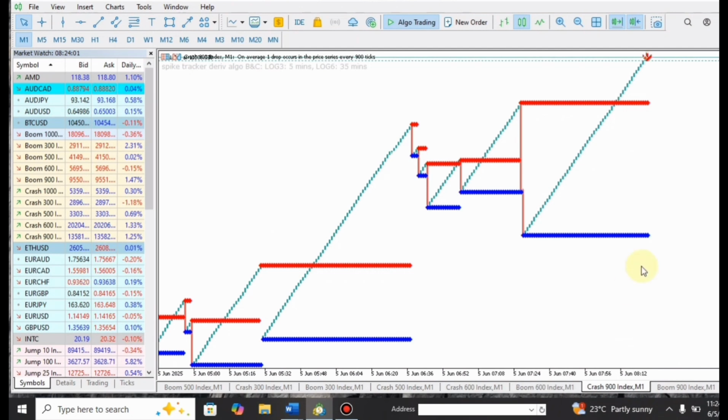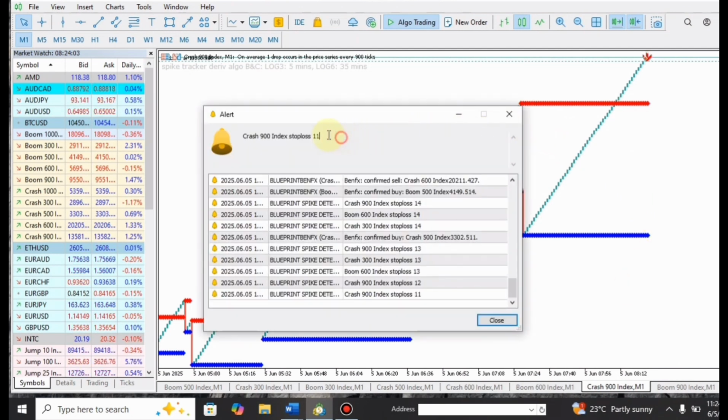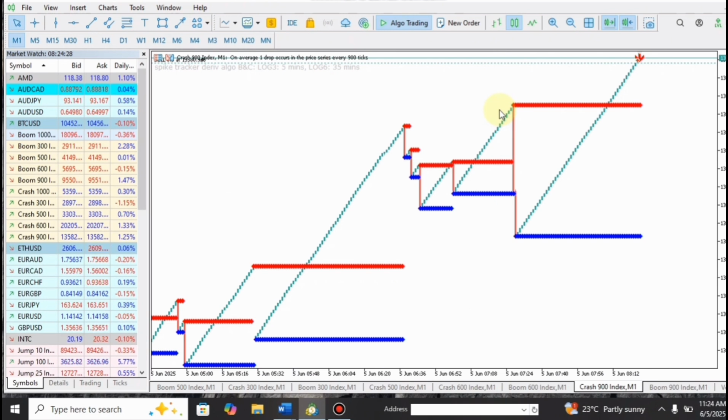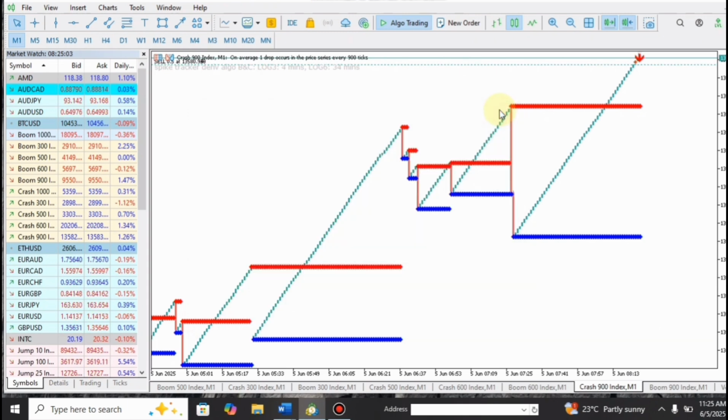This is a trade setup in Crash 900. And what I want you to observe is how the candle ticking goes by. So the stop loss is 11 candles. But once we form a new candlestick in the 1 minute time frame, it will update it and give us 10. And it will continue until, and that happens for all markets, the stop loss remains 5.